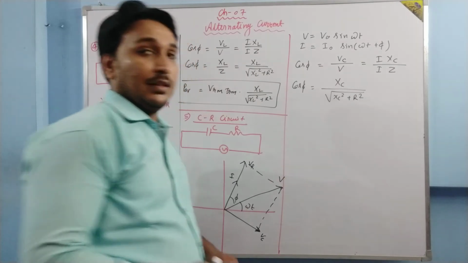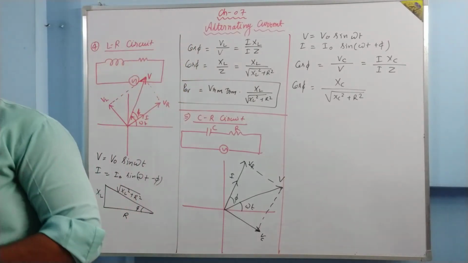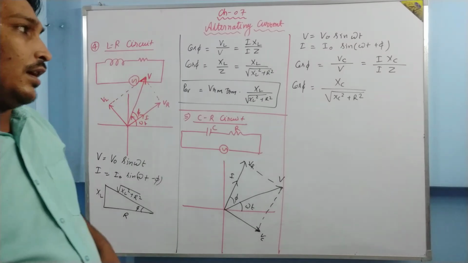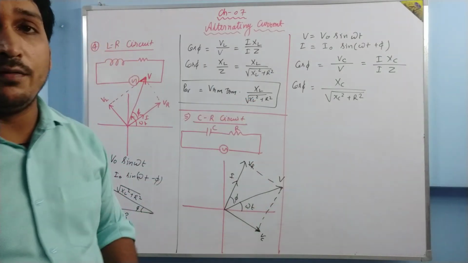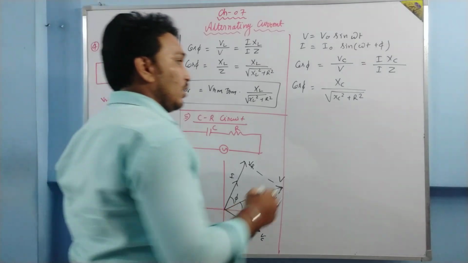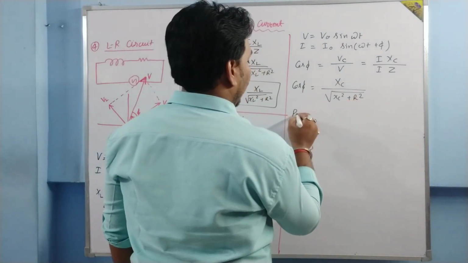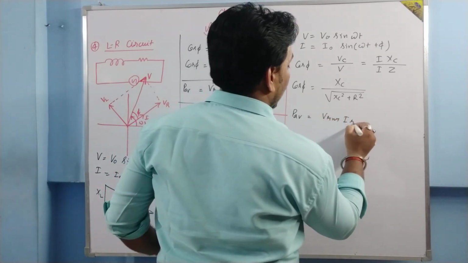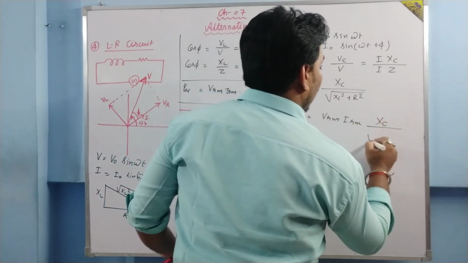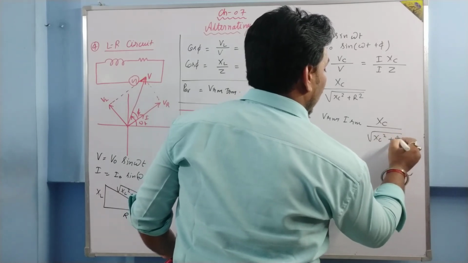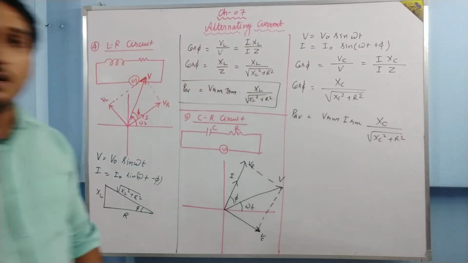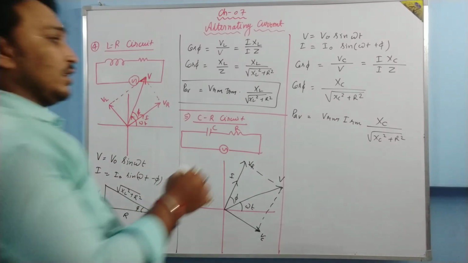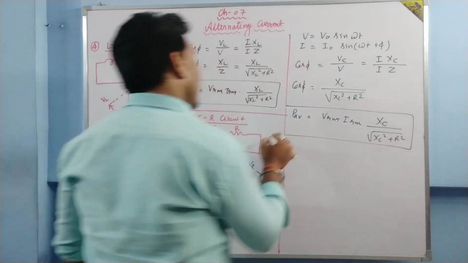If you remember, XC is called capacitive reactance, and XL is called inductive reactance. So from here, cos phi is this one. So P average is equal to what? VRMS IRMS XC upon under root XC square plus R square. Okay. This is the P average in case of a CR circuit.